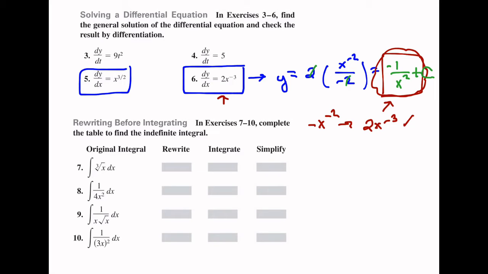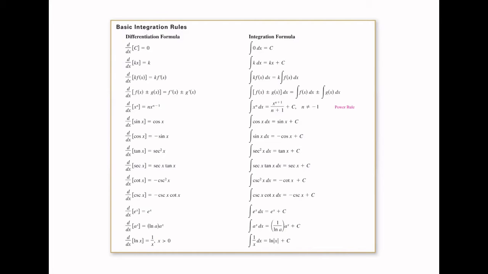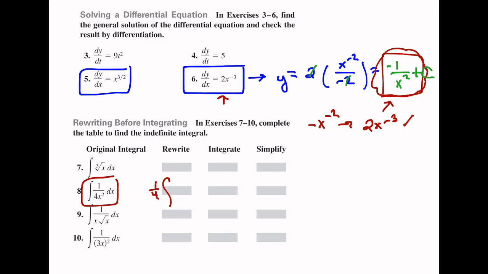All right, so for our rewrite step, we can take the 1/4 and take it to the outside. If you're not sure why, there actually is a property right here that says if I have a coefficient times a function, I could pop that coefficient to the outside and just worry about the part that needs a formula. So the part that needs a formula here is going to be this 1 over x squared.